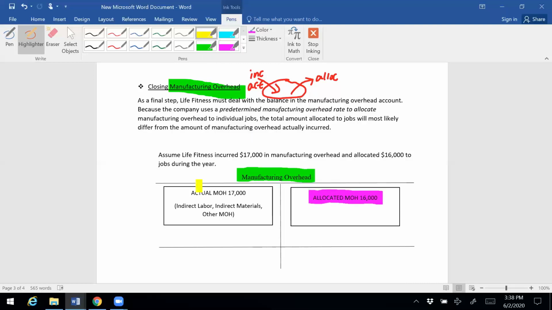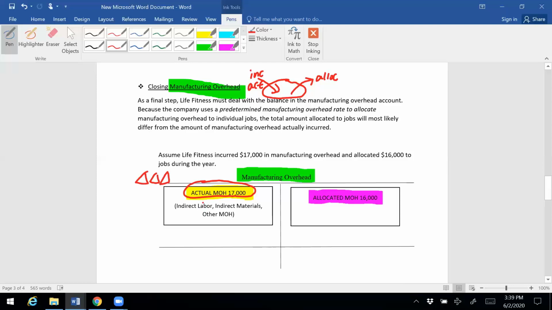Your actual is always on the left side. So when it happens, you always debit manufacturing overhead. When you allocate, you credit manufacturing overhead. This is important. The way you have to remember is your actual is always on the left side.